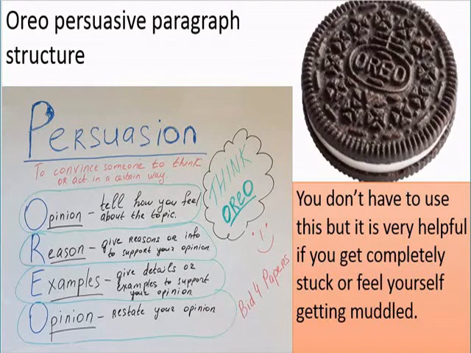So start off with your opinion. How do you feel about the topic? If I'm saying Oreos are the best cookie, okay. I think Oreos are the best cookie. My first sentence. Done. Done my first opinion. Tick. One reason I think this is that they have 2 layers of biscuit and a layer of cream. That's my reason, is the 2 layers of biscuits and a layer of cream.